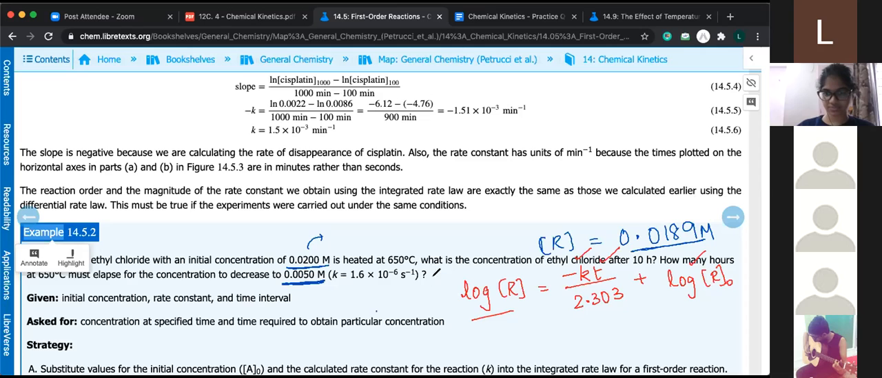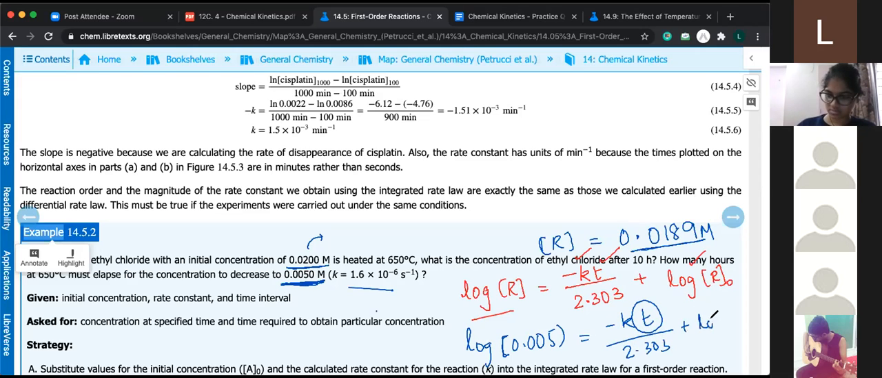Okay. So for the second part, you're given the final concentration, which should be 0.005. So basically log of 0.005 will be equal to minus k, which you already know, 1.6 into 10 power minus 6, times t, which you have to find out, upon 2.303, plus log r naught, and you already know r naught is 0.02. Once you do this calculation, you get the value of t.